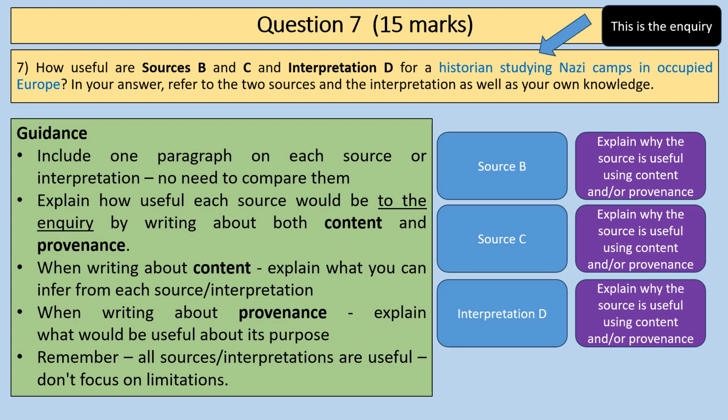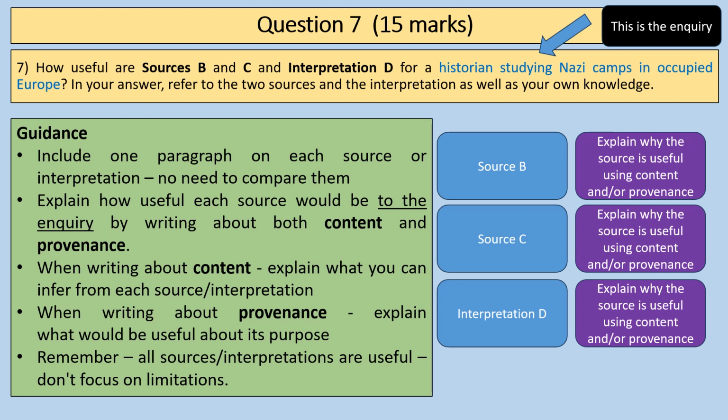So in terms of answering question number 7, the question says, how useful are sources B and C and interpretation D for historians studying Nazi camps in occupied Europe? In your answer, refer to the two sources and the interpretation as well as your own knowledge. So one of the first things you've got to do for this question is identify what the inquiry is. In this case, it's a historian studying Nazi camps in occupied Europe, which I've highlighted in blue.